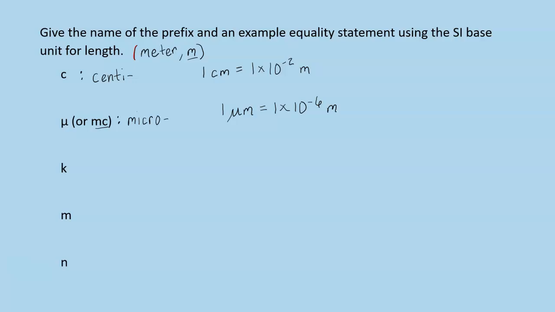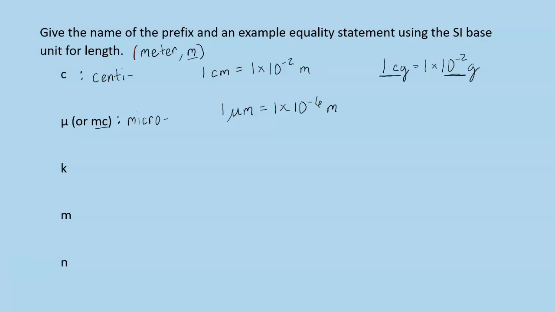Now just keep in mind that you can change out that base unit. So one quick example with the centi, we could have 1 centigram is equal to 1 times 10 to the negative 2nd gram. So notice what's always consistent here is you have the 1 and the prefix, and you have the same power for that prefix. And then you can change out that base unit for anything.